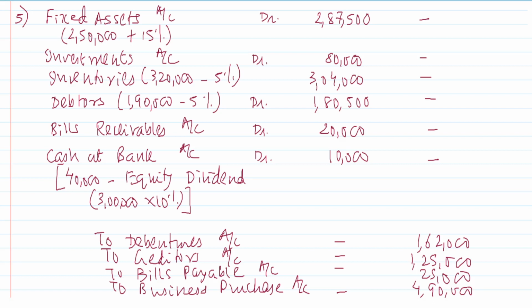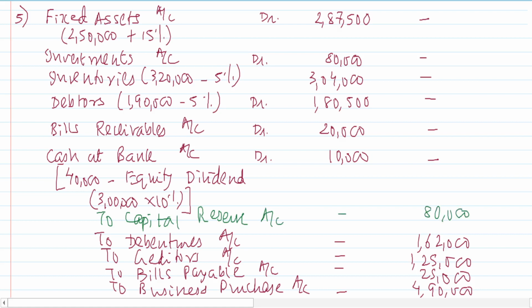We need to balance this accounting entry now. 2,87,500, 80,000, 3,04,000, 1,80,500, 20,000, 10,000, and 1,62,000, 1,50,000 and 4,90,000. Okay, I'm getting 80,000 rupees. The line that you have left blank, you can write there. You'll say to capital reserve account, 80,000. That's the balancing of the accounting entry.